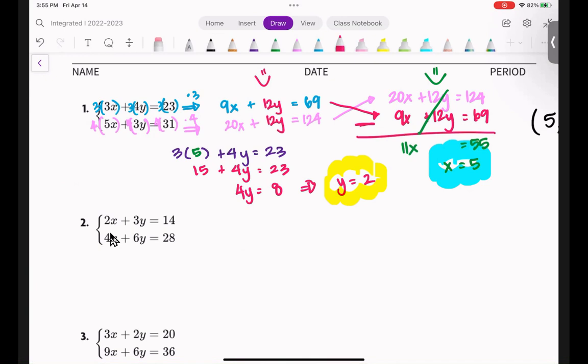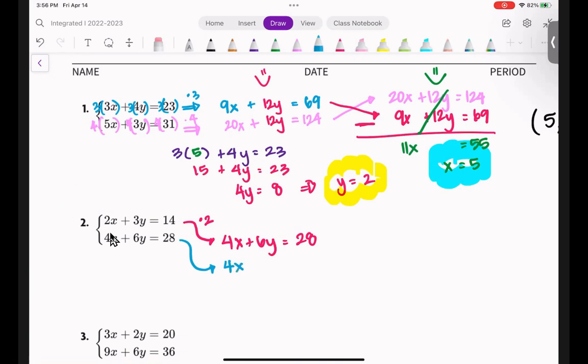Okay, so then I'm going to go here and move it down a little so it doesn't run into that other math. I'm going to say times by 2. So 4x plus 6y equals 28. And then I'm just going to copy my second equation.